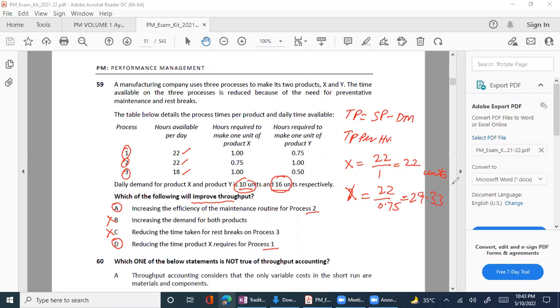If we go for process 3, we took X as an example, 18 over 1. So if we go for process 3, then overall process 3 will be a bottleneck. But I don't know why he is not using process 3 in A and D, because in actual the answer will be based on the overall processes 1, 2, and 3.